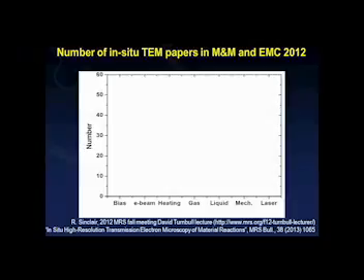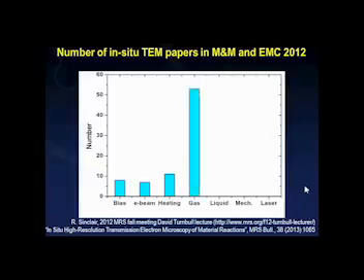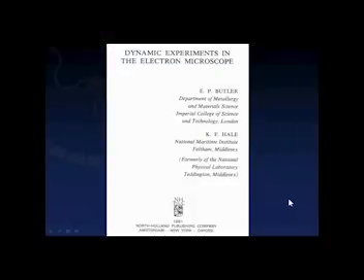This slide shows the breakdown of the number of in-situ TEM papers presented at these 2 meetings, categorized by stimulus, namely electrical bias, electron beam induced heating, controlled heating using a heating holder, gas-related experiments, liquid-related experiments, mechanical stimulus, and laser stimulus. As you can see from the breakdown of this category, there is a dominance in the number of in-situ gas papers. In fact, one should say that the topic of in-situ TEM is really not new.